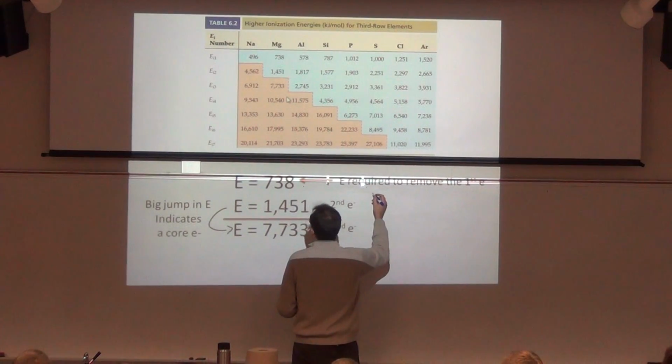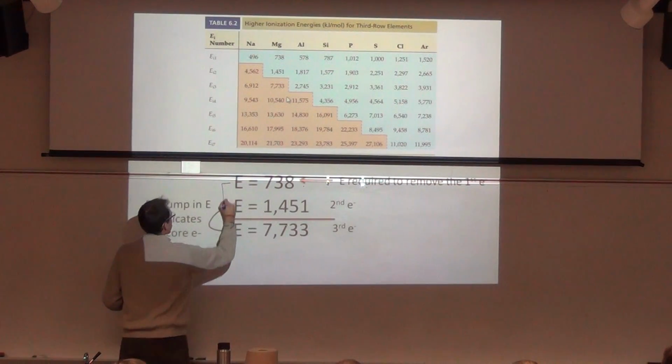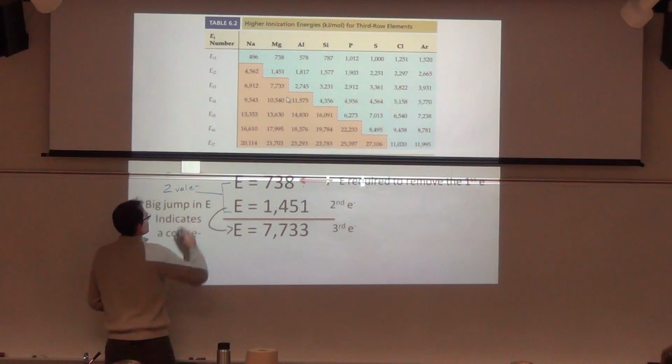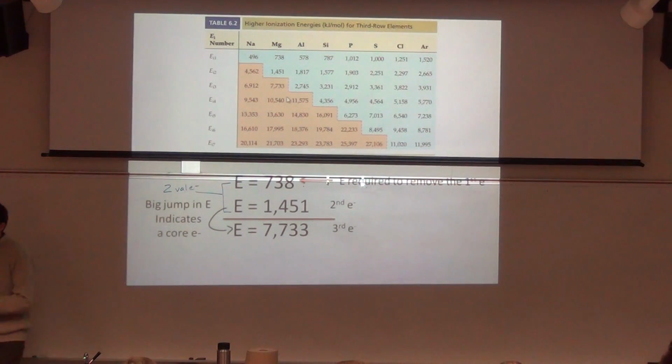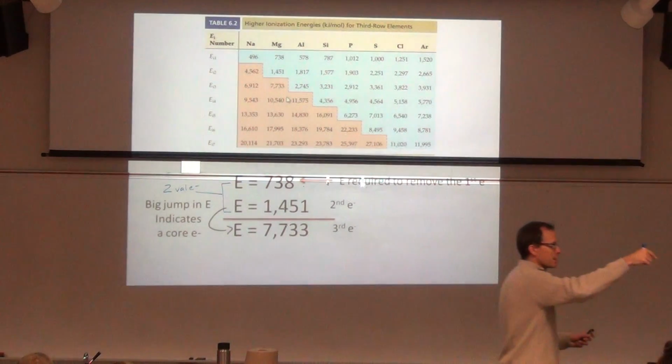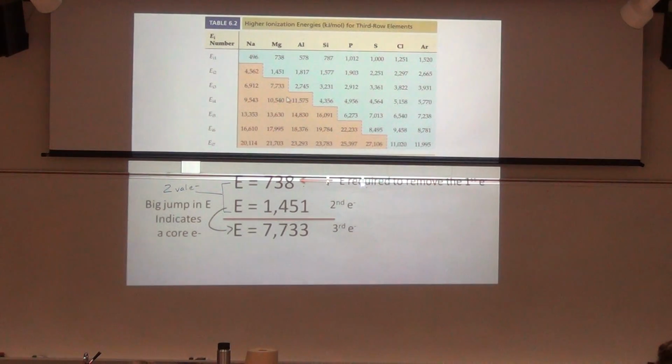Shoot, I don't know how to write this now. This must mean that I have 2 valence electrons, because it's easier to remove the outer electrons. It's almost impossible to remove the inner electrons.